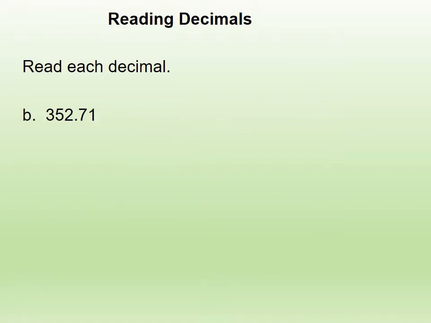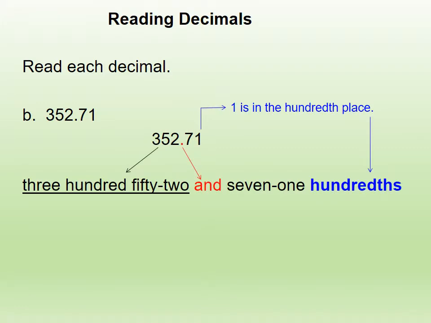Here's another one. Who wants to give it a shot? Akil, you want to give it a shot? Just try it. 352. We don't use plus. Does someone want to help them out? 352 and 71. Beautiful. Don't forget that with decimals it's "and," not plus.